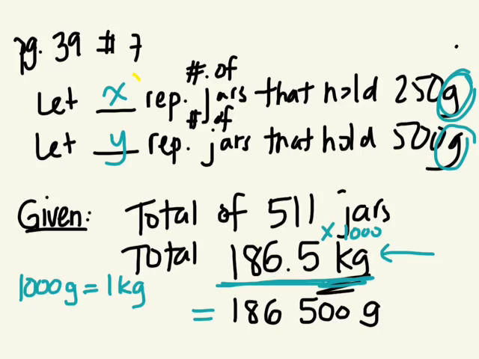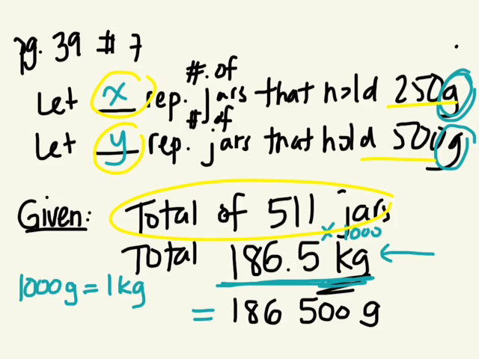Okay, so now that we've listed all the information given, we need to come up with two equations. Well, x represents the number of jars that hold 250 grams and y represents the other jars. All together, we have a total of 511 jars. What could be your first equation? The first equation can be x plus y equals 511. We have a certain number of the first kind of jars and the second kind. Altogether, there's 511 jars.